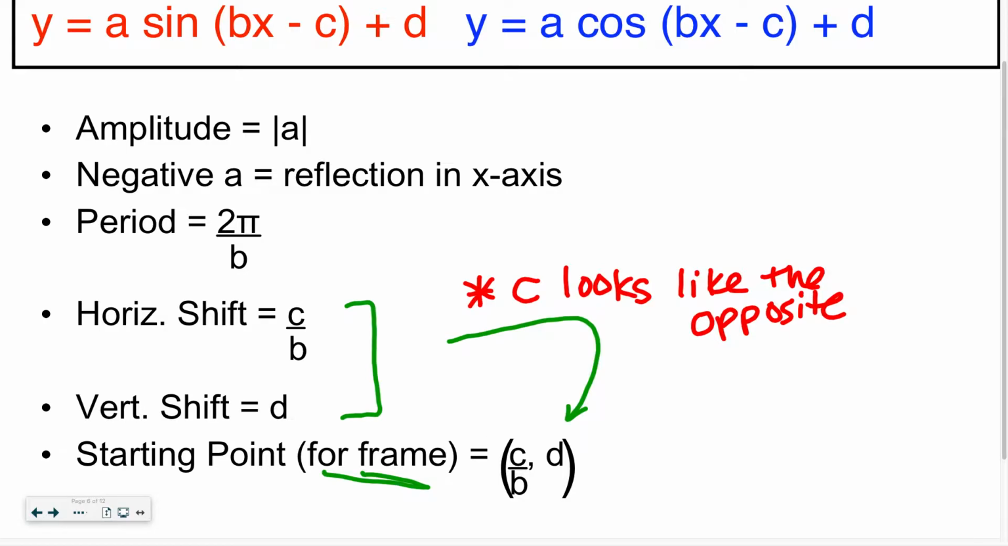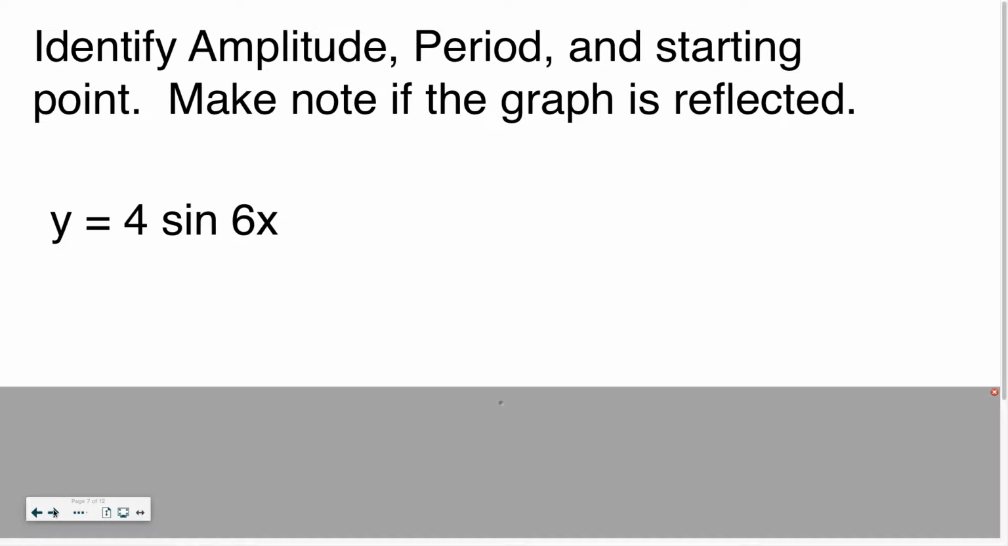Okay, let's do some practice. So this is what you're going to be doing on your homework. It's going to be not too bad. Identify your amplitude, period, and starting point. And then we're going to make note if the graph is reflected.